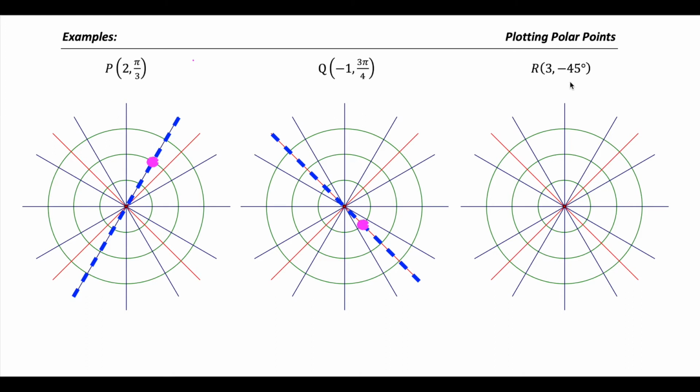This last one is a -45. So for a -45, we would go down to -45. So that's right here. And again, I'll extend it all the way through. And then we have a radius of 3. So now this is a positive radius. So we'll go in the direction of -45. 1, 2, 3. And there is our point.